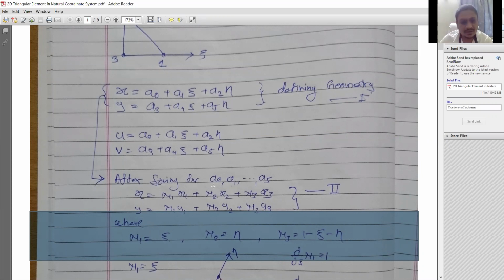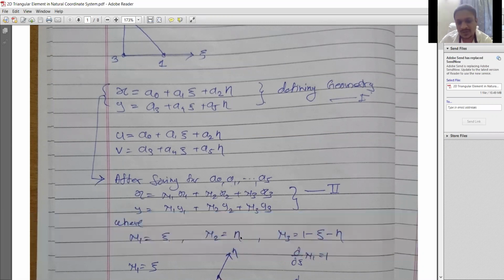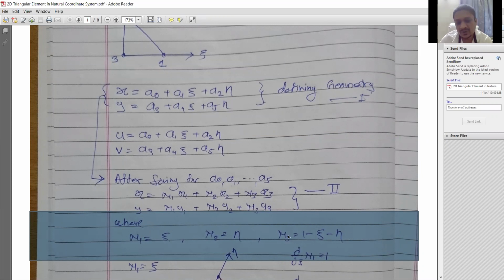In this particular element, the shape functions are very easy to find. You can just remember that N1 is nothing but your xi, N2 is nothing but your eta, and for N3, we know that the sum of the shape functions, N1 plus N2 plus N3, is always 1. So we can use that and calculate N3 as 1 minus xi minus eta.